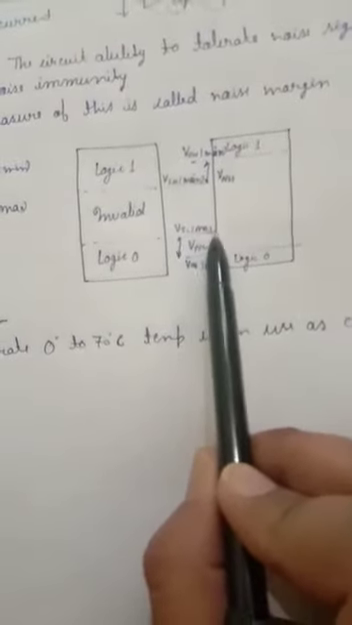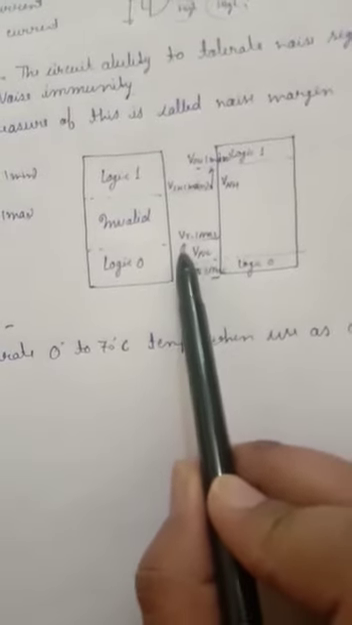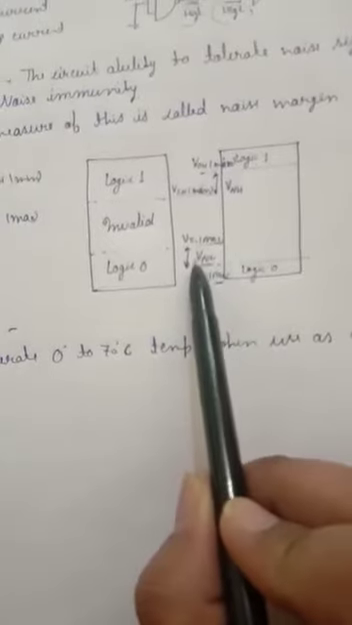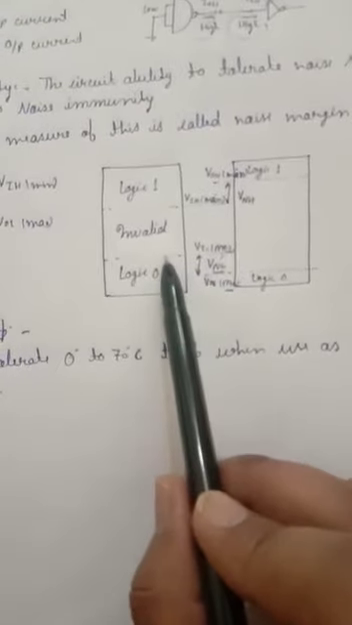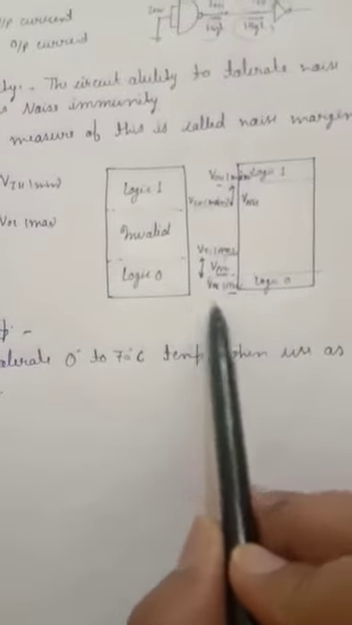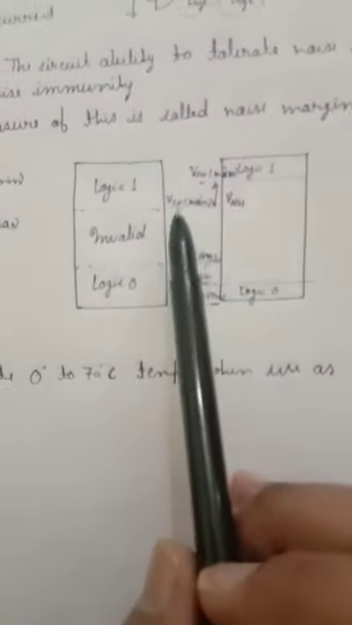If we give the input at the maximum voltage and get the output at the minimum voltage, it means there is a difference between the voltages, and we represent this as the low voltage. It shows that there is noise, because we give logic 0 at the high voltage and receive logic 0 at the low voltage. It means there is noise because we are not getting the same voltage at the output.